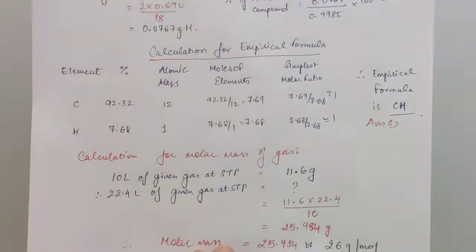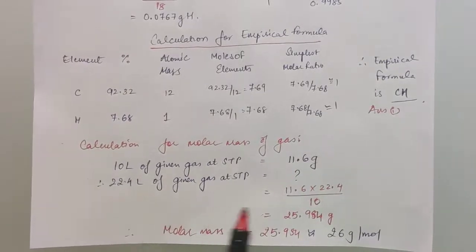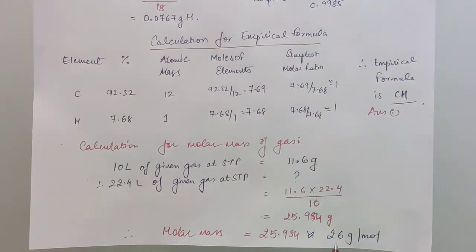How will the calculation for molar mass of the gas go, students? Like this. 10 liter of the given gas at STP, how much did it weigh, students? 11.6 gram. So 22.4 liter of that given gas will contain how much? 11.6 multiplied by 22.4 divided by 10. So you get 25.984 gram. Again by simple unitary method. So 25.984 can be approximately equal to 26 gram per mole, and that is the molar mass of the gas.